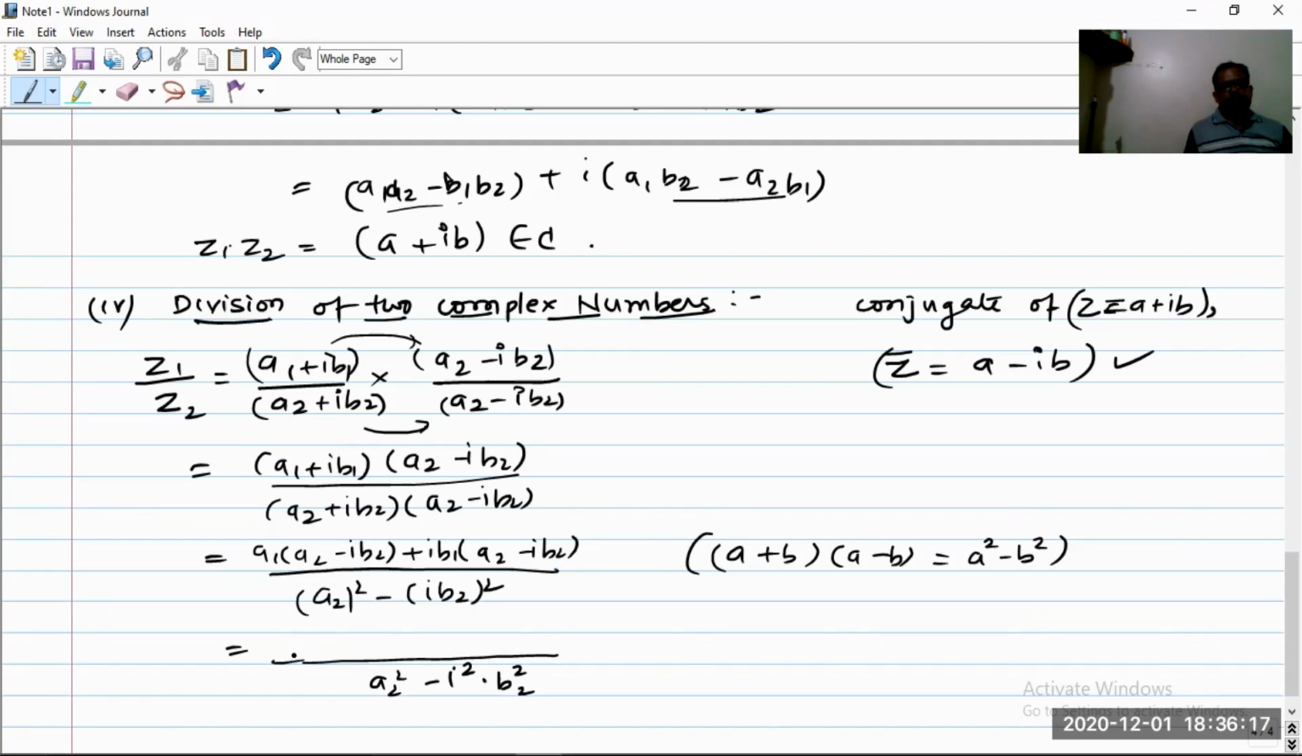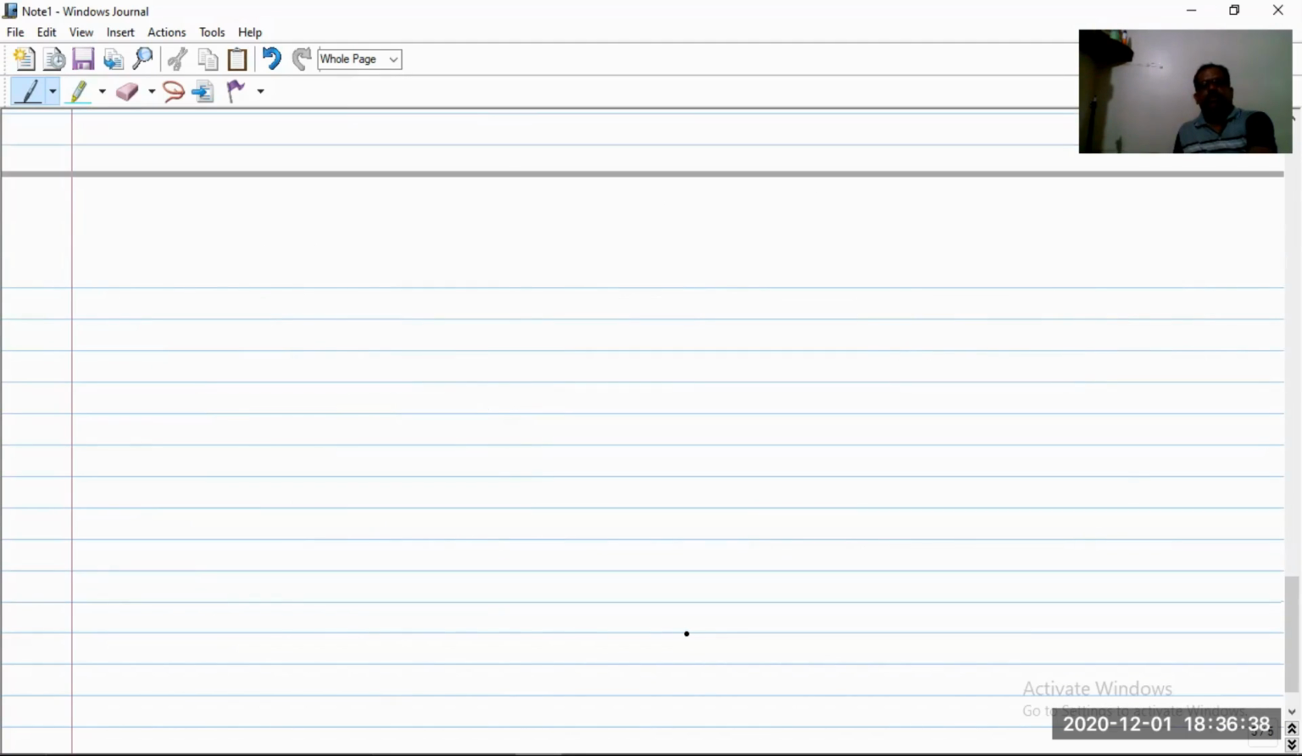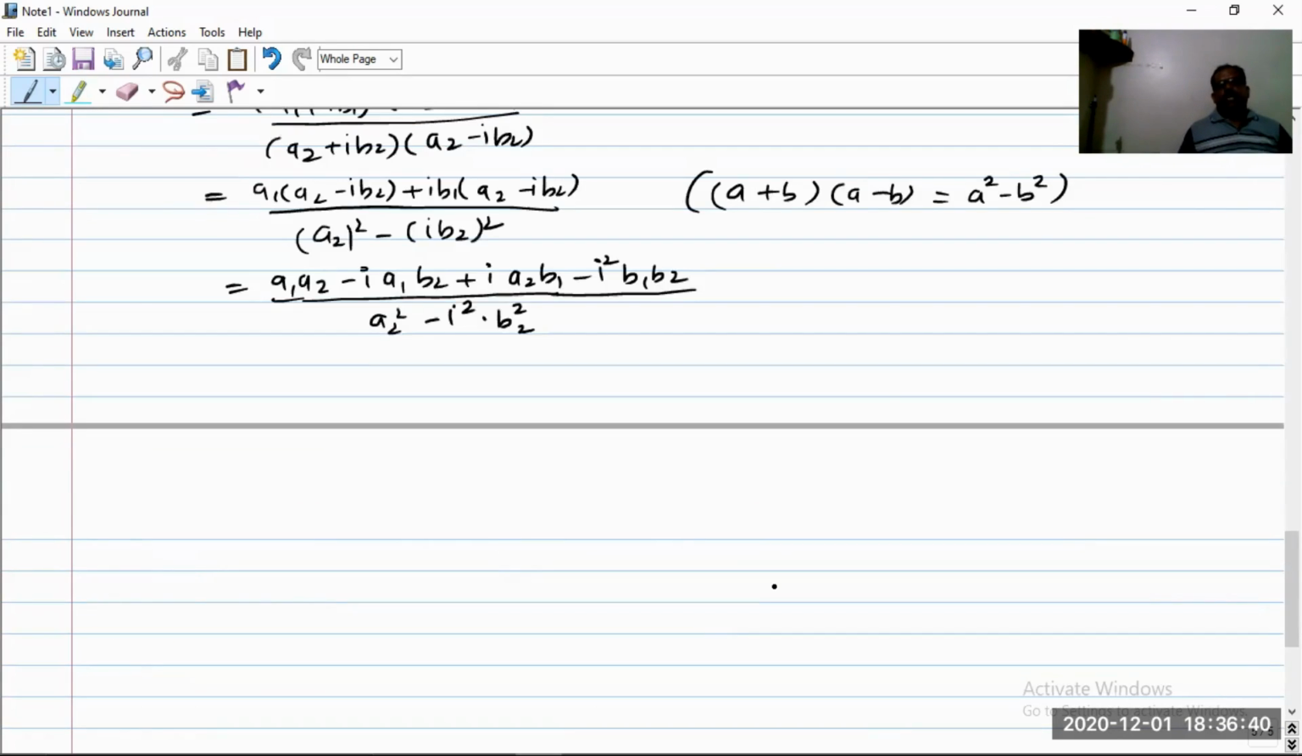the bracket. So it will become a1 a2 minus i times a1 b2 plus i times a2 b1 minus, here again I have i into i square, multiplied by b1 b2. So again, as students, in the previous topic, the multiplication of two complex numbers, we have seen the value of i square. Value of i square is equal to minus 1. So wherever there is i square in the complex number, we can put it as minus 1.